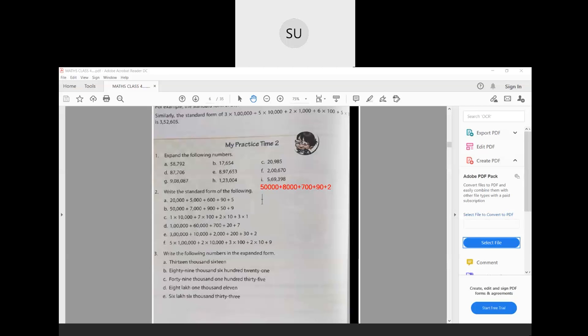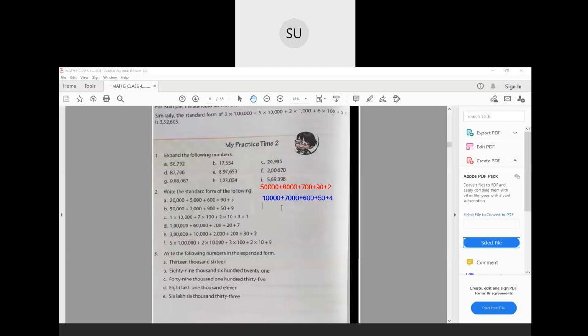Next, the second question, 70,654. How do you expand this? It will be 70,000 plus 600 plus 50 plus 4. Next, we'll take question E. So C and D you'll do for homework. They're almost similar to A and B. So C and D you'll do for homework.